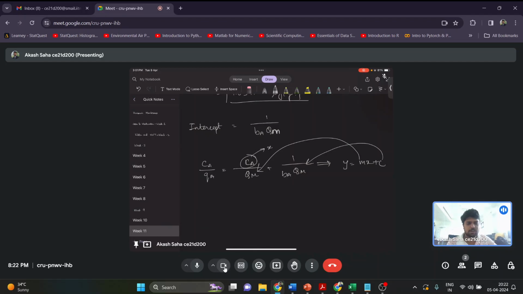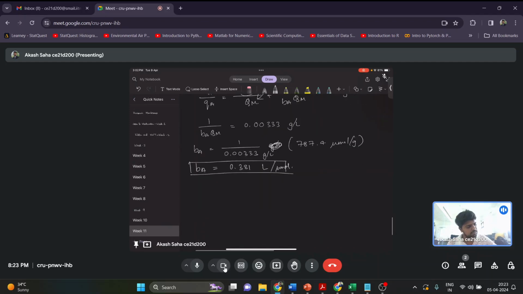So the intercept is, we have already found out the Qm. So my 1 by Ba into Qm will be 0.00333 gram per liter. So what will be my Ba? Ba will be 1 by 0.00333 gram per liter into 787.4 mu mole per liter. It will be equal to 0.318381 liters per mu molar. So this will be my Ba value.